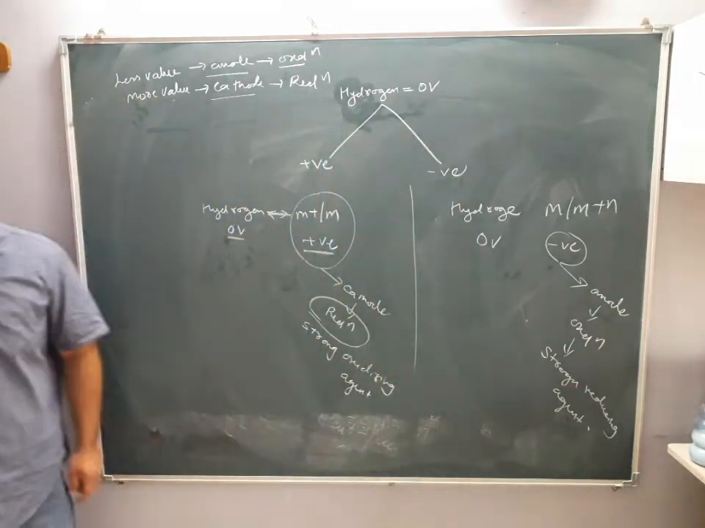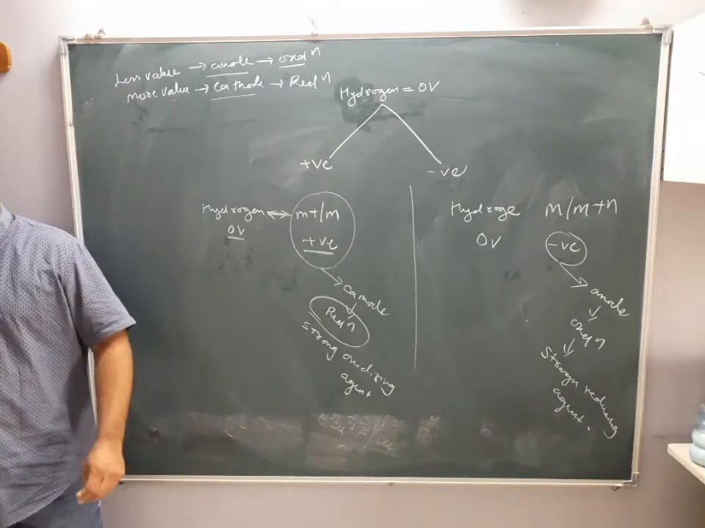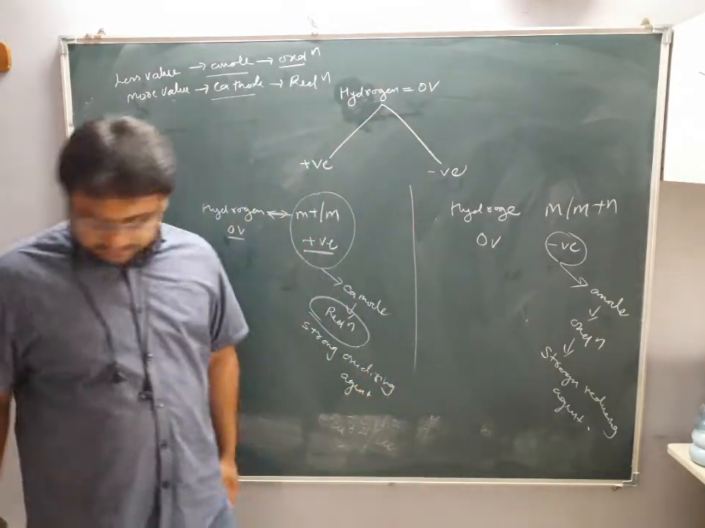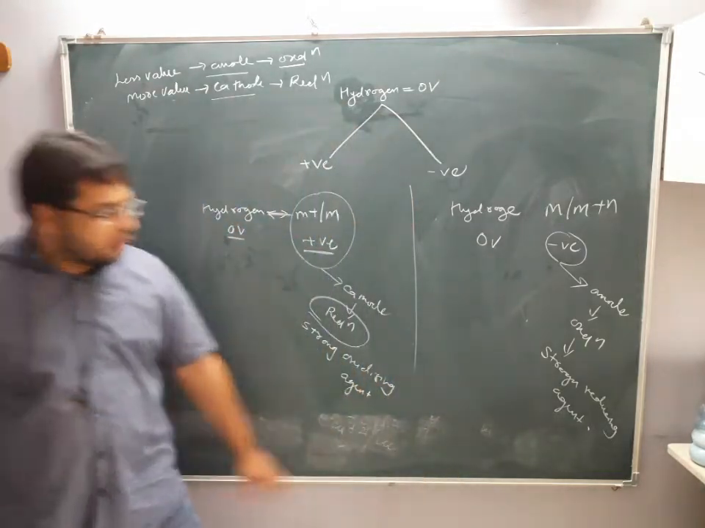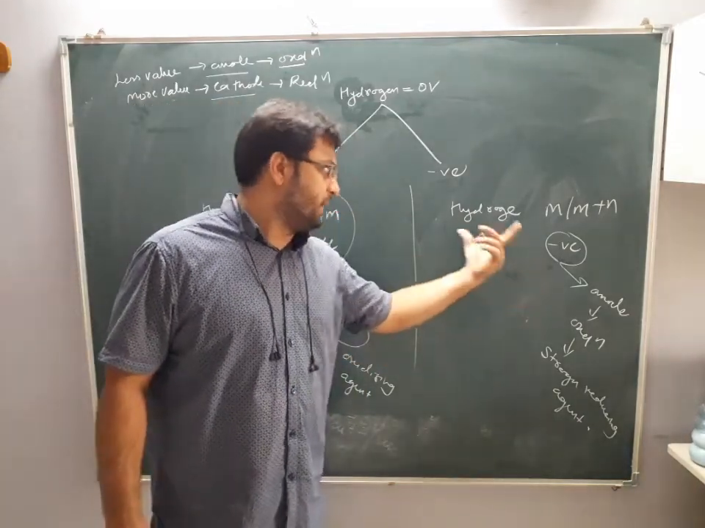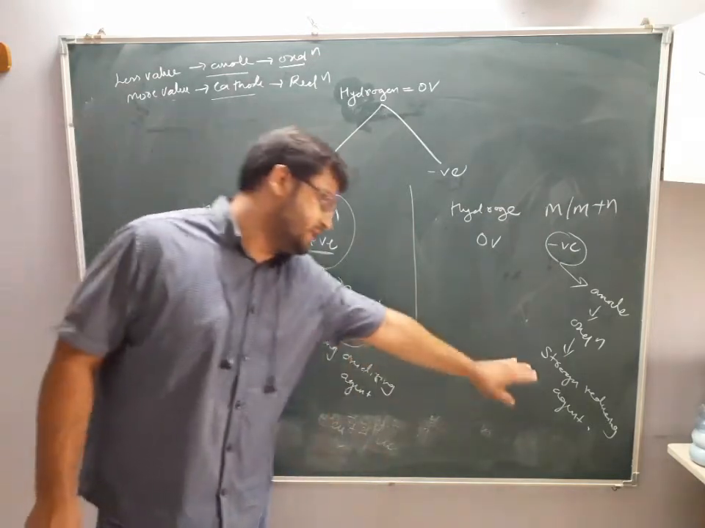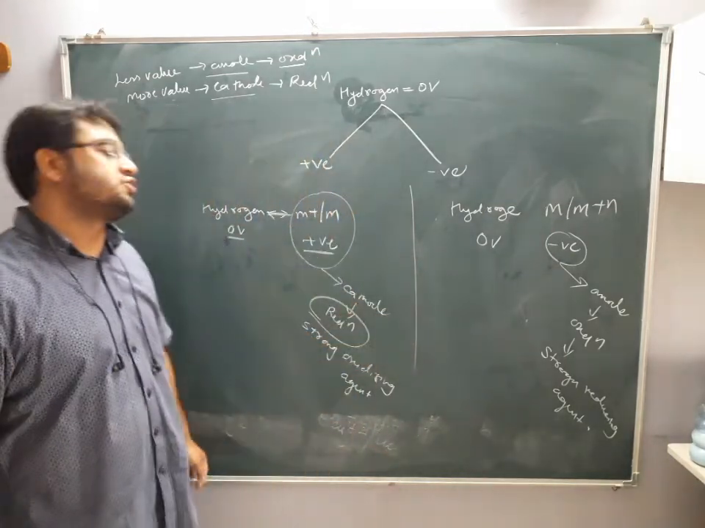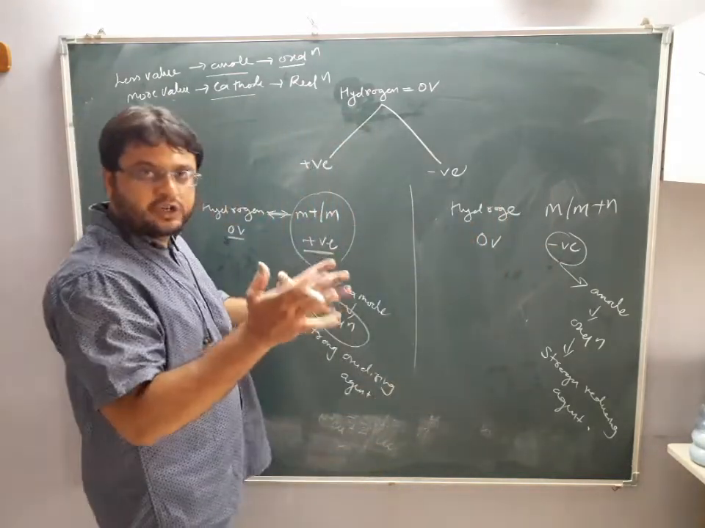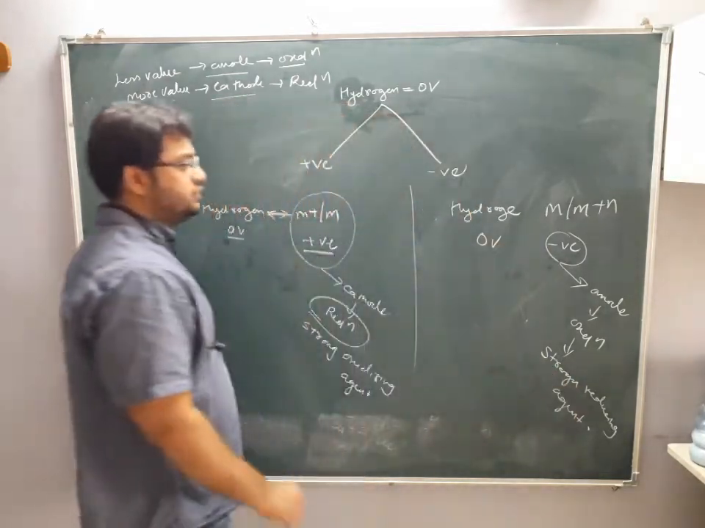So write down one point. Negative value means the redox couple is a strong reducing agent than hydrogen. The negative value of E naught cell indicates they are strong reducing agents as compared to hydrogen.